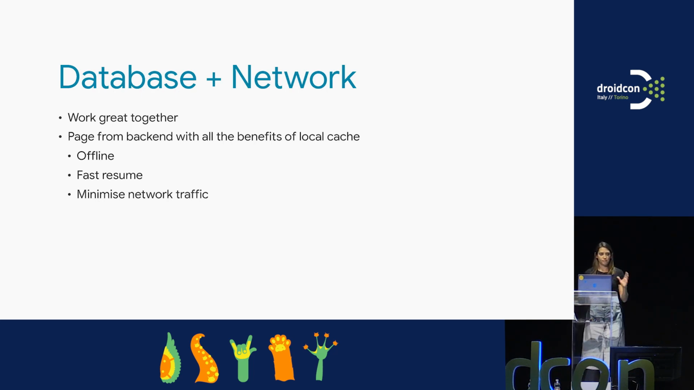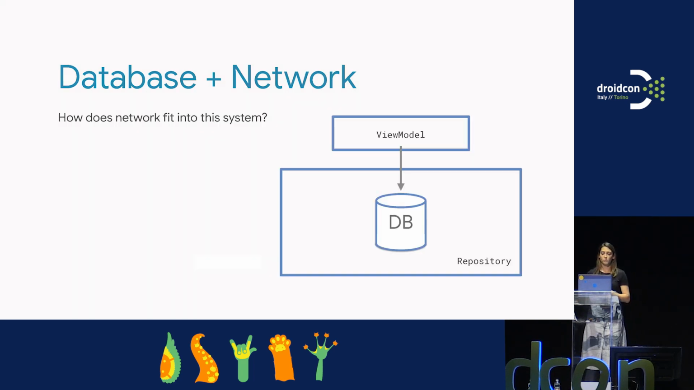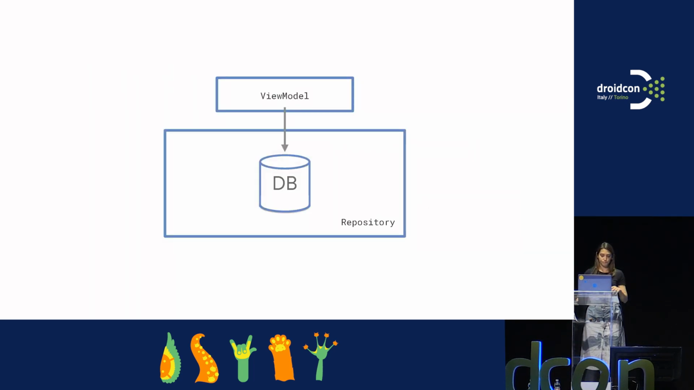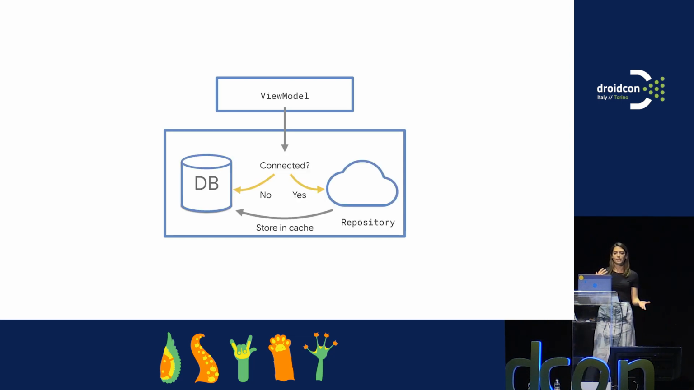Well, let's see how this can be implemented. I said that the view model would work with a repository. And the repository would be the one that decides when and how to get the data. One way to decide when to get the data from the network is by checking: are we connected to a network, yes or no? If we are connected to a network, then we're getting the data from the network. If we're not, then we're getting the data from the database.